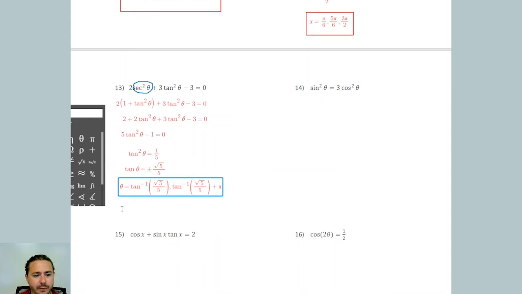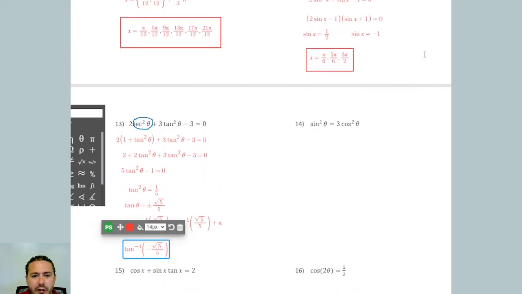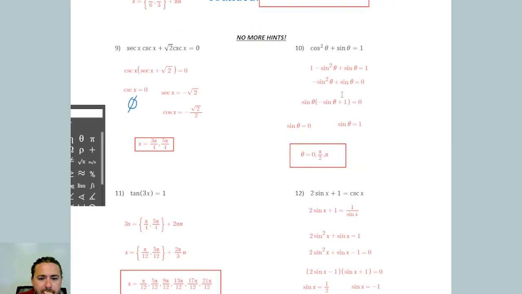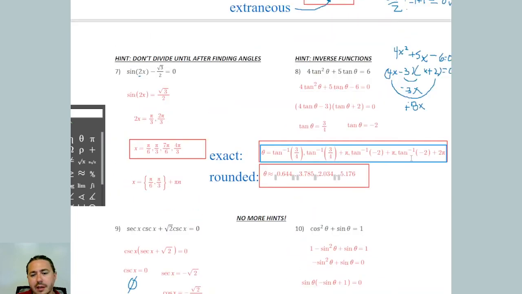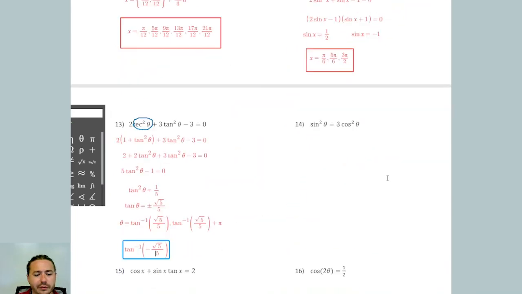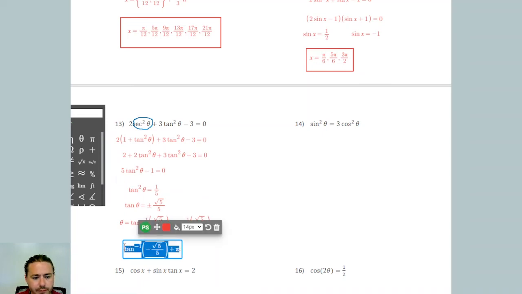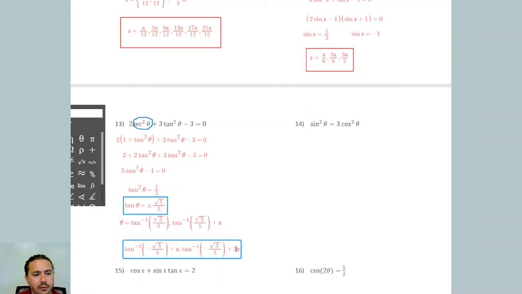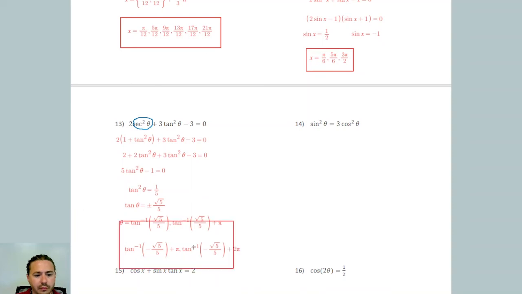Not really necessary though. And then for the negative root 5 over 5, I've got to be careful. Anytime I do inverse tangent of a negative, it's going to give me a negative radian measure. So just like we saw on, let's see, what problem number was that? Number 8, we're going to have to add pi twice to get within the correct range here. So we're going to say plus pi for the first one, and then for the second one, we'll add 2 pi. So we get a total of 4 solutions here.